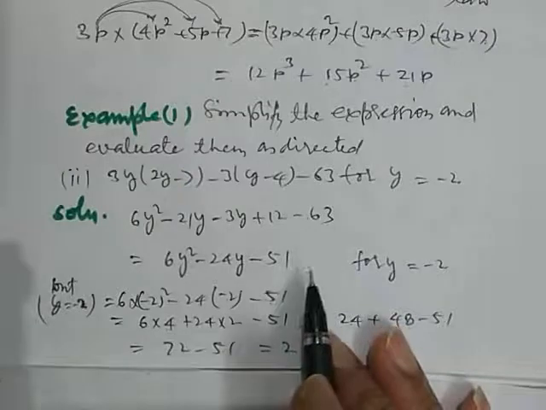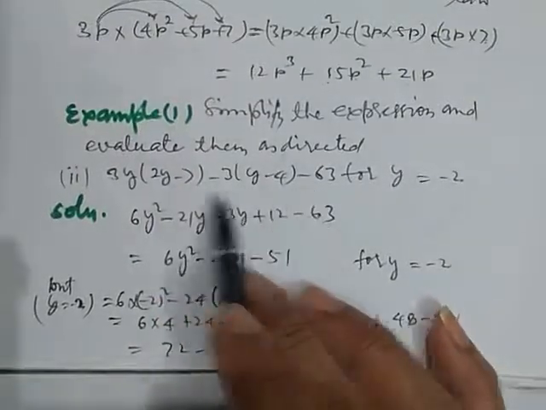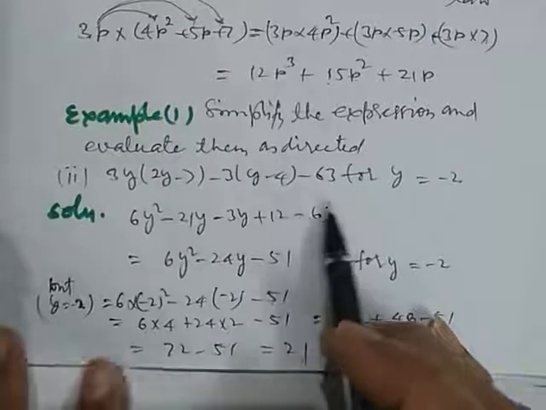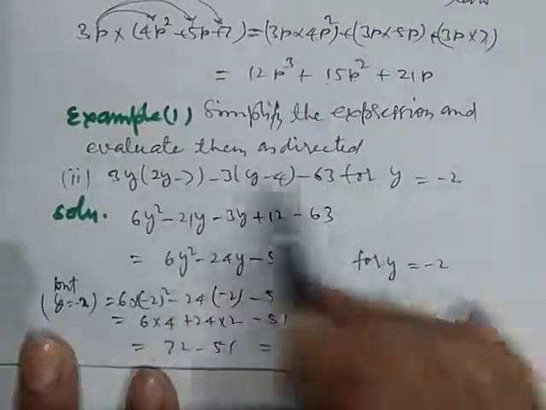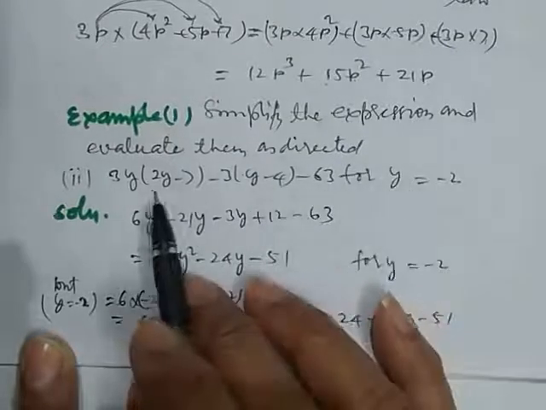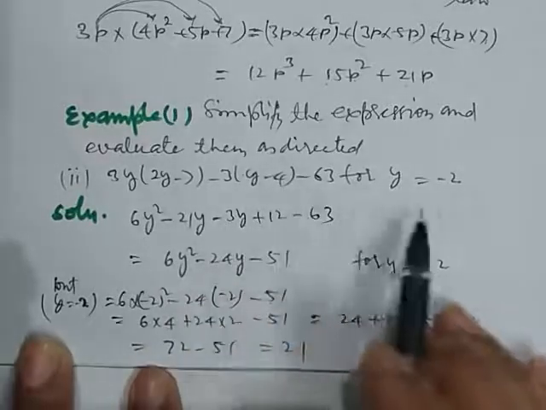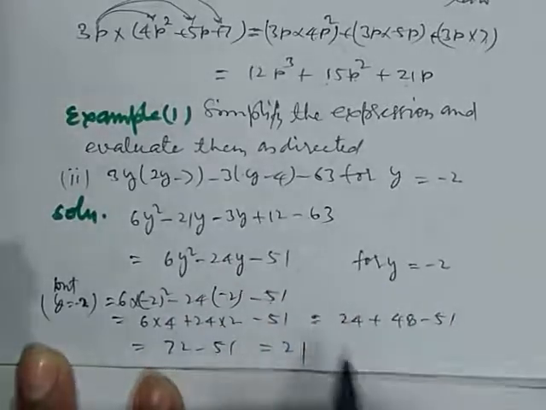This way, we solve this type of question. This type of expression we solve. First we multiply all terms separately, then according to sign, we add or subtract them and then put the value, then we get the result. Okay.